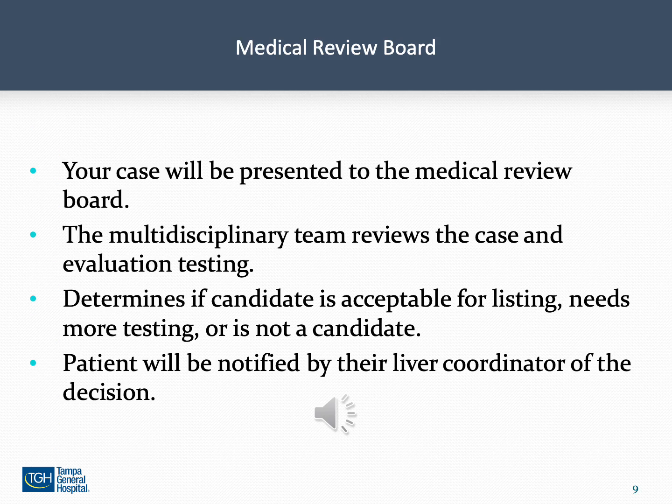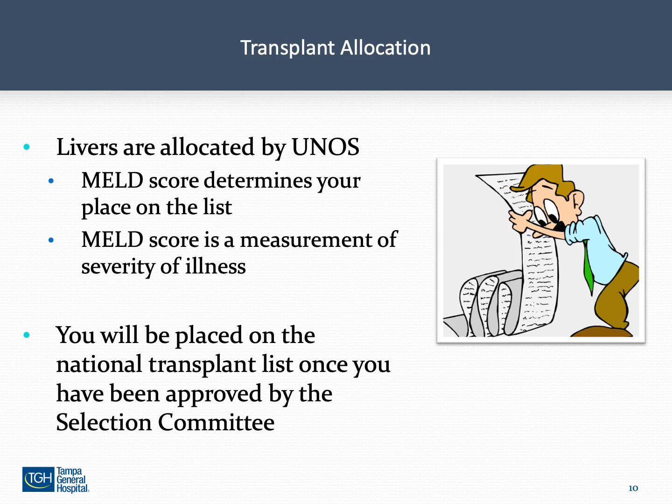Once your evaluation is complete, your case will be presented to the Medical Review Board. The multidisciplinary team reviews the case and evaluation testing, determines if the candidate is acceptable for listing, needs more testing, or is not a candidate. The patient will be notified by their liver coordinator of the decision. If approved, you will be placed on the National Transplant List.